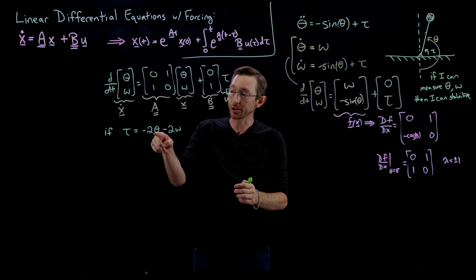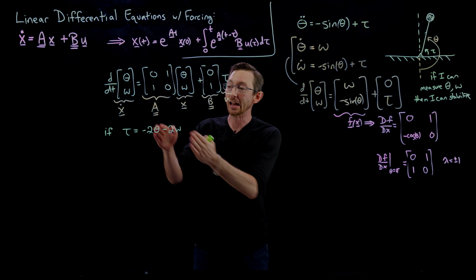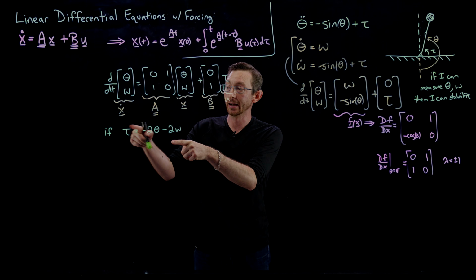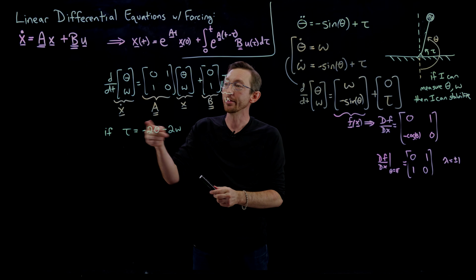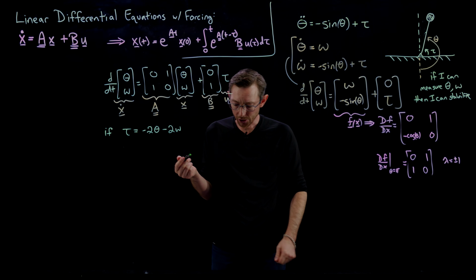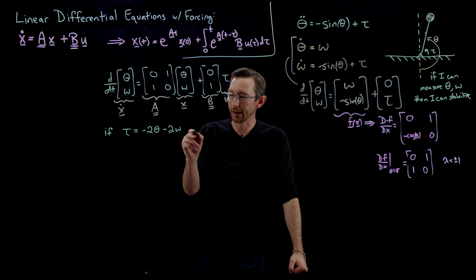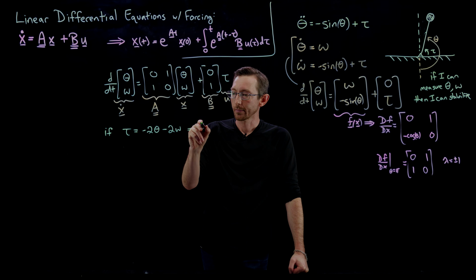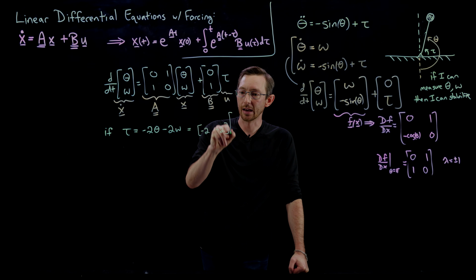But if you can measure theta and you can measure omega, and you feed those back and use those measurements to design a good torque tau, then I claim that we can stabilize the system. Essentially, what that would mean is that this would literally equal a matrix -2 times my state variable x, theta omega.